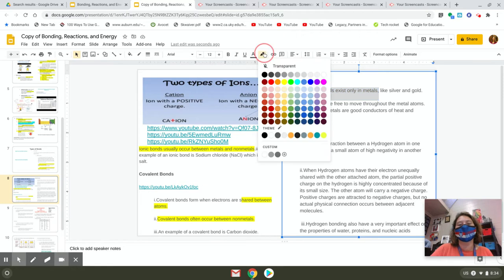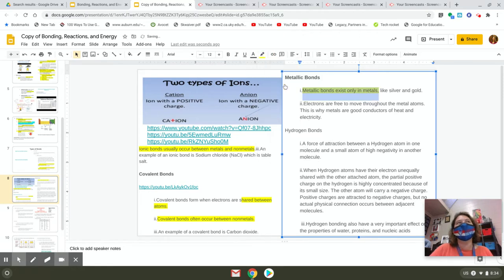Wait, do we have atoms in our body? Yes. We do? Yes.